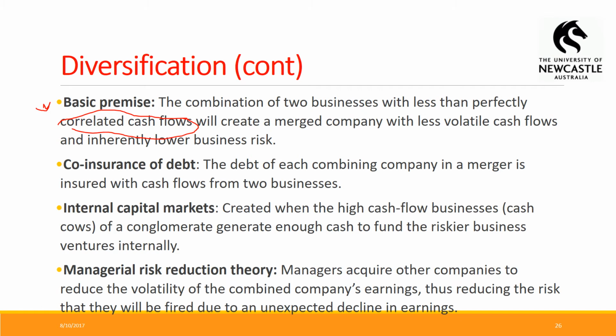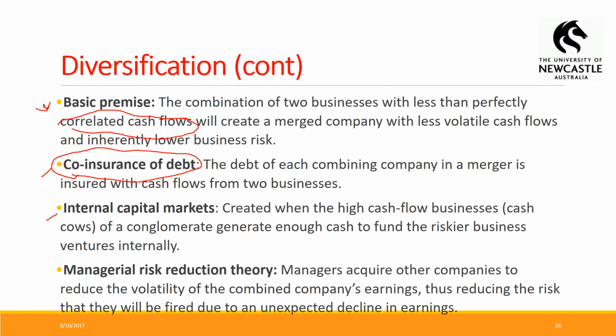So what are the specific benefits of diversification? We have co-insurance of debt. So each individual company borrows from different lenders. So when we have one company failing to generate enough cash flow to pay their debt in a certain year, we could use the cash flows generated from the business of another company to pay for the debt expenses, right? So in that sense, we reduce the total distress risk of the company altogether.